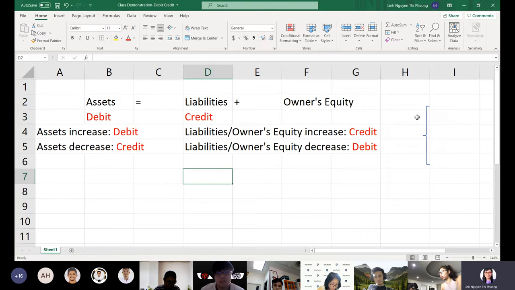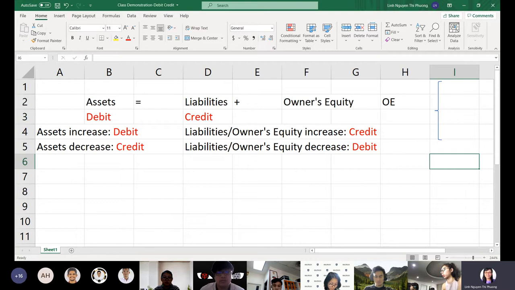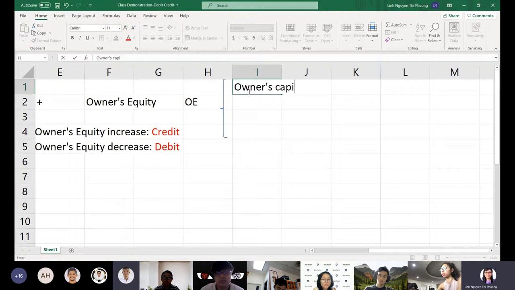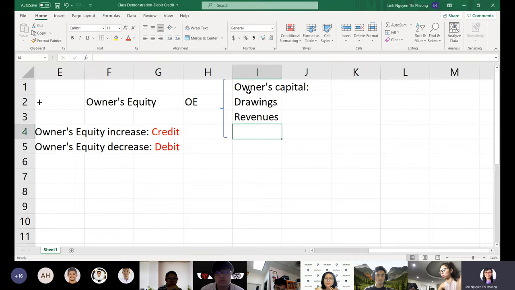All right, now, anyone remember owner equity? Is this influenced by the four things? Anyone know what are the four things that owner equity is influenced by? Owner's capital. The capital. What else? Drawings. Good. Revenues. And expenses. Very good. So owner equity is influenced by these four: owner's capital, drawing, revenue, and expenses.